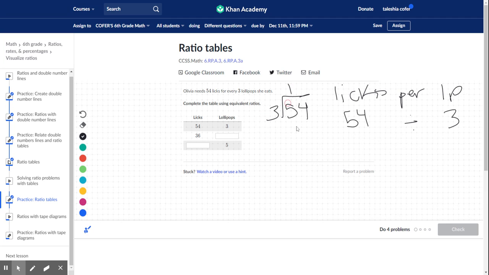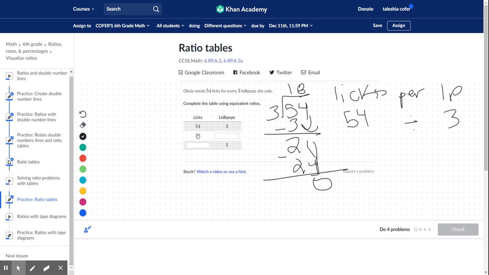3 can go into 5 once because 1 times 3 is 3, and when I subtract it out, I'm left with 2. I bring down my 4, and I now ask myself how many, uh-oh, technical difficulties here. That's supposed to be a 4. How many times can 3 go into 24? It is 8 times because 8 times 3 is 24, and 24 minus 24 is 0. So I know that 1 lollipop gets 18 licks. So in order to get from my lollipops to licks, I can multiply by 18.